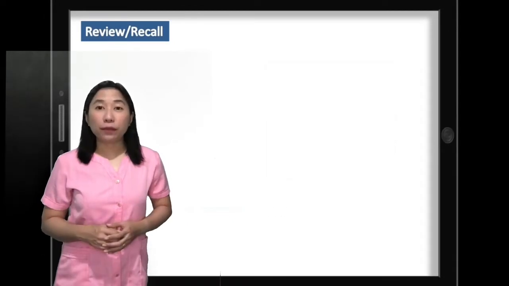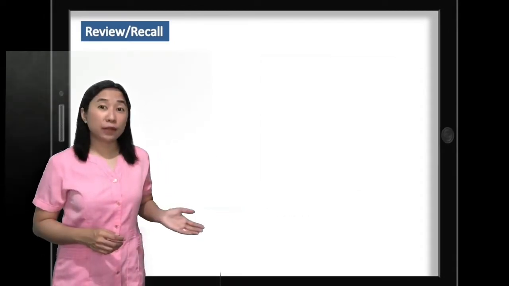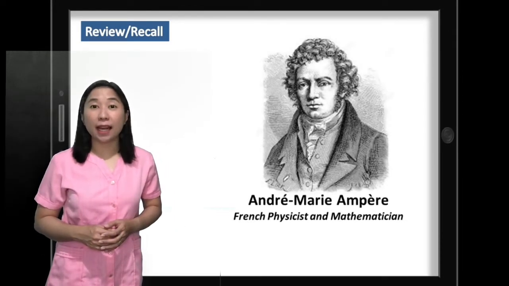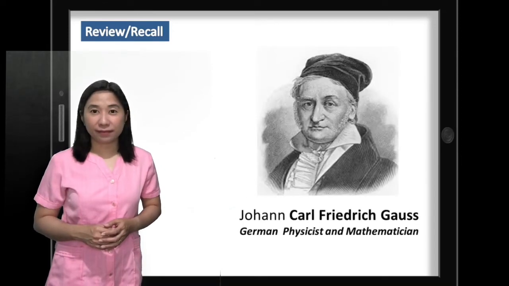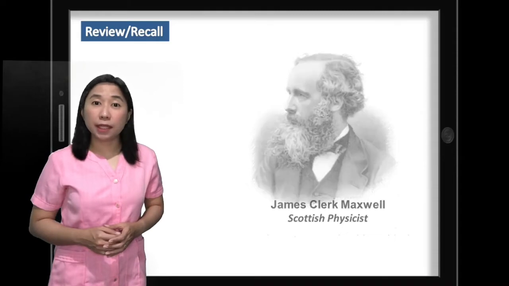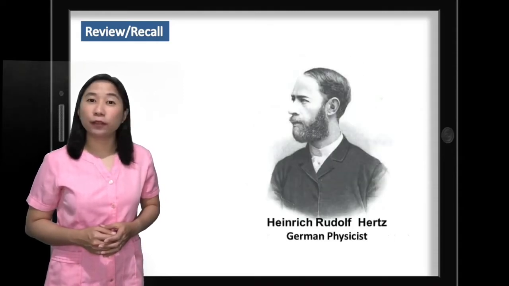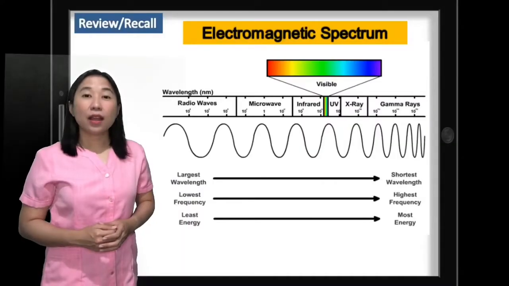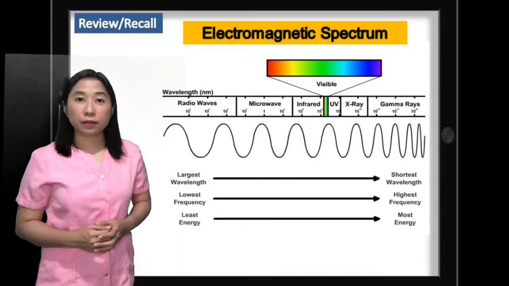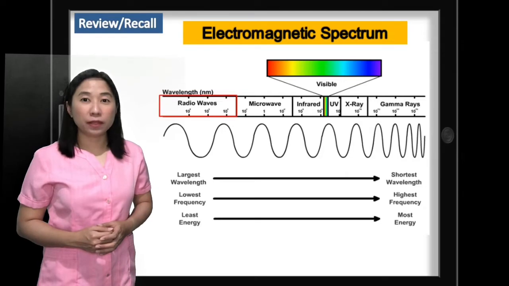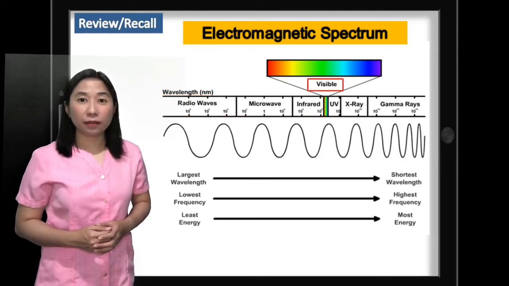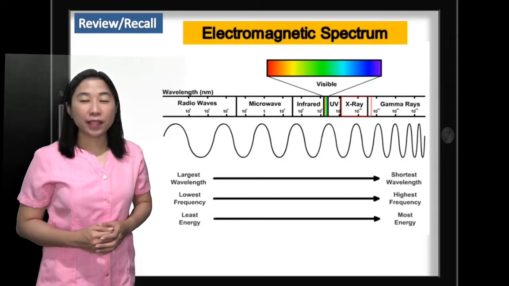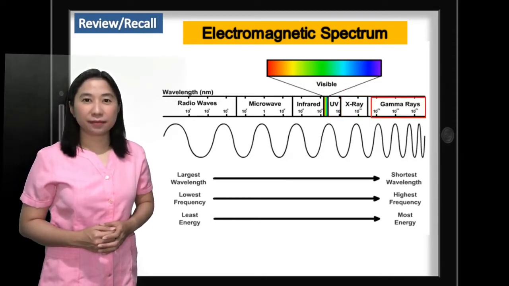You have learned from our previous lesson the great contributions of these famous scientists on understanding electromagnetic waves. Their scientific contributions help us understand the different characteristics and uses of EM waves in our lives. There are 7 known EM waves. These are radio waves, microwaves, infrared, visible light, ultraviolet, X-ray, and gamma rays.